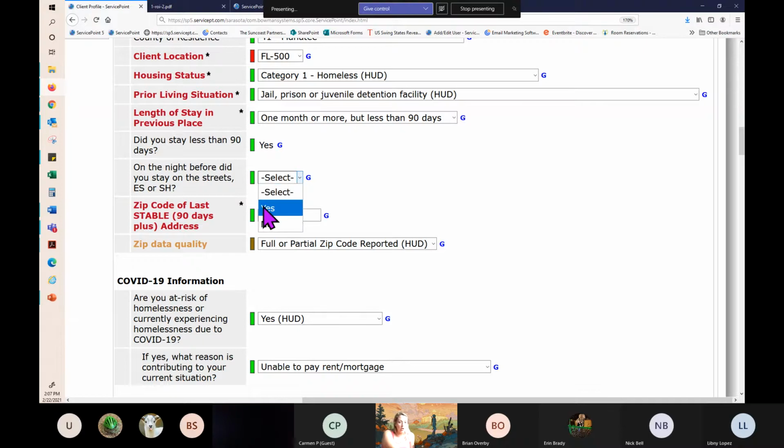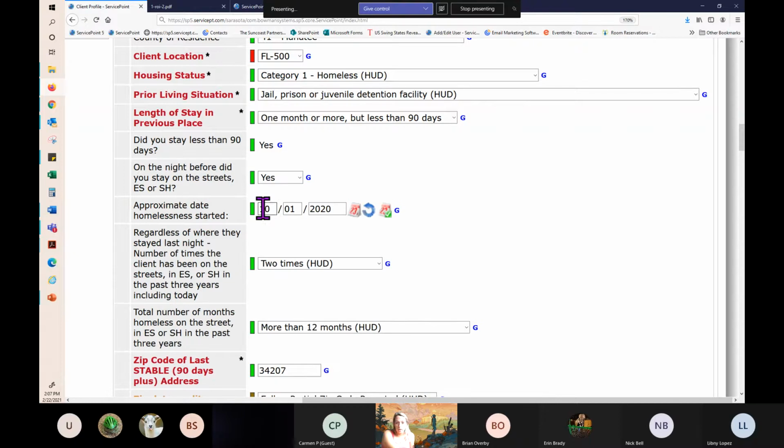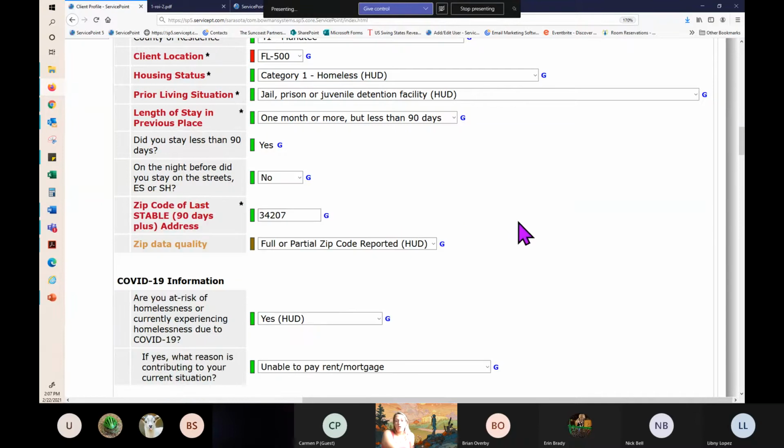If we say yes, watch the conditional logic. All of those questions about homelessness appear. If we say no, then we are not able to report on those days. Same thing with, so this is specific to jails and institutions for clients that have stayed less than 90 days.